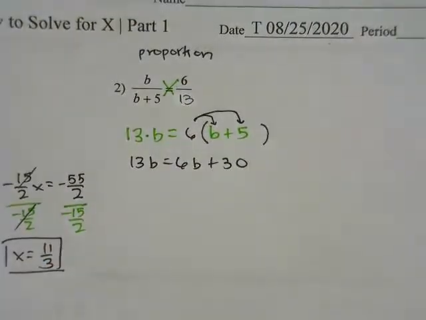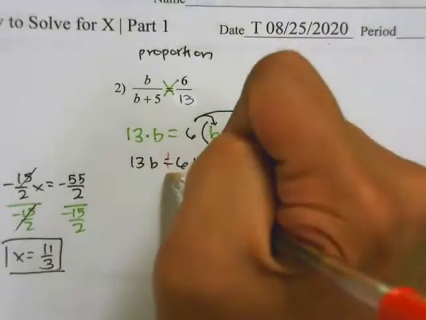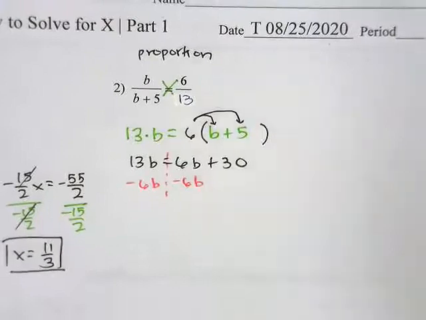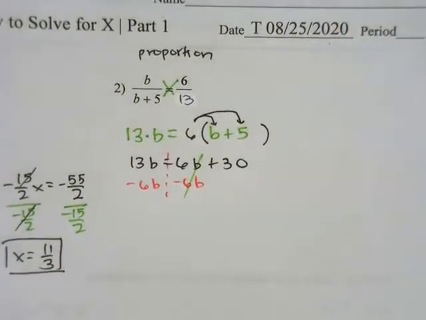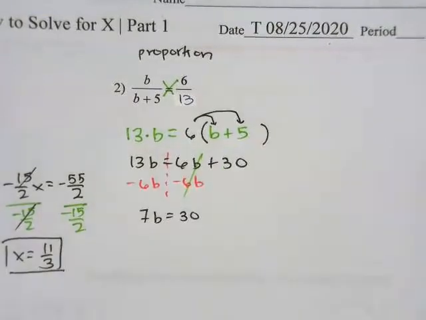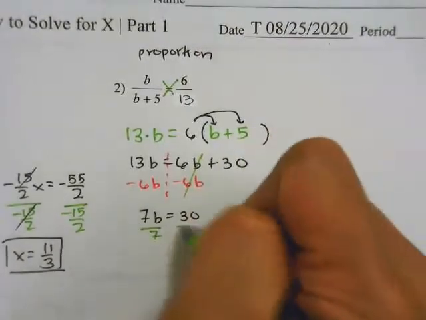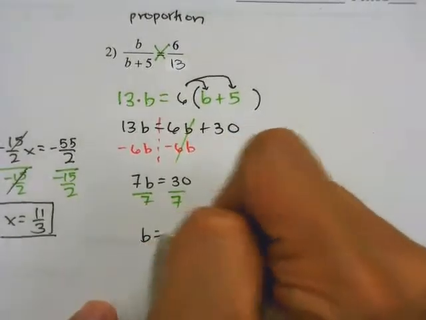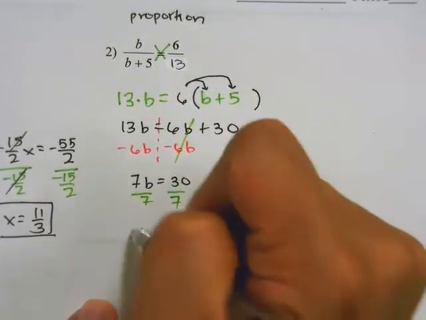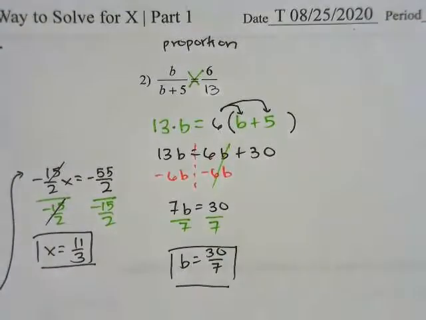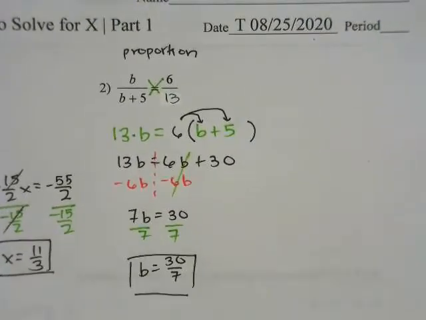Okay, from here you're going to solve for your variable. I'm going to subtract 6b on both sides. 7b is equal to 30. Then divide both sides by 7. And I don't think we can reduce that. We'll just leave it as 30 over 7. They don't have any common factors to reduce. So, yeah. Okay, good. All right, so that's one of the ways you can solve a proportion.